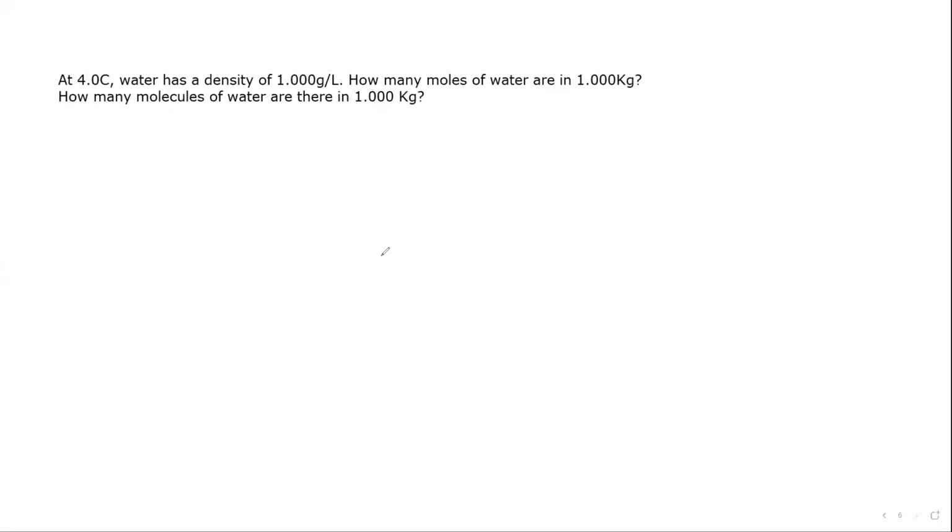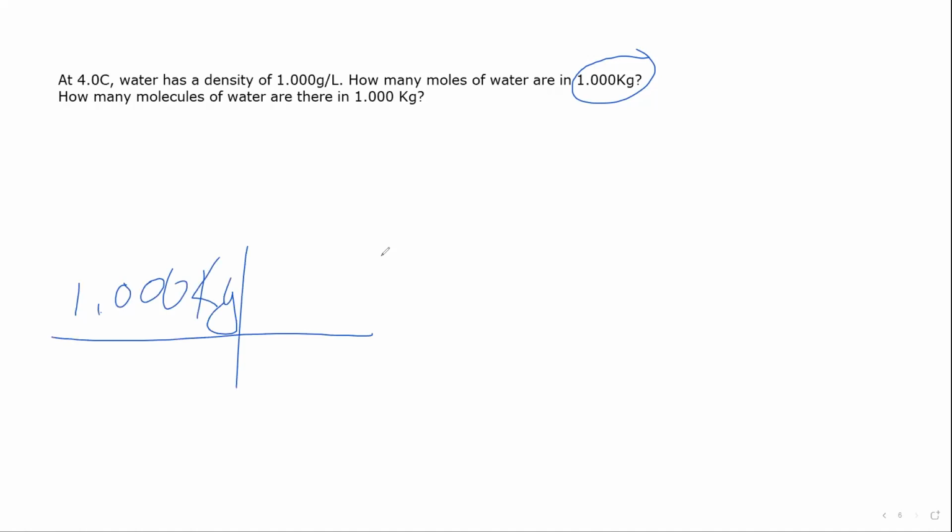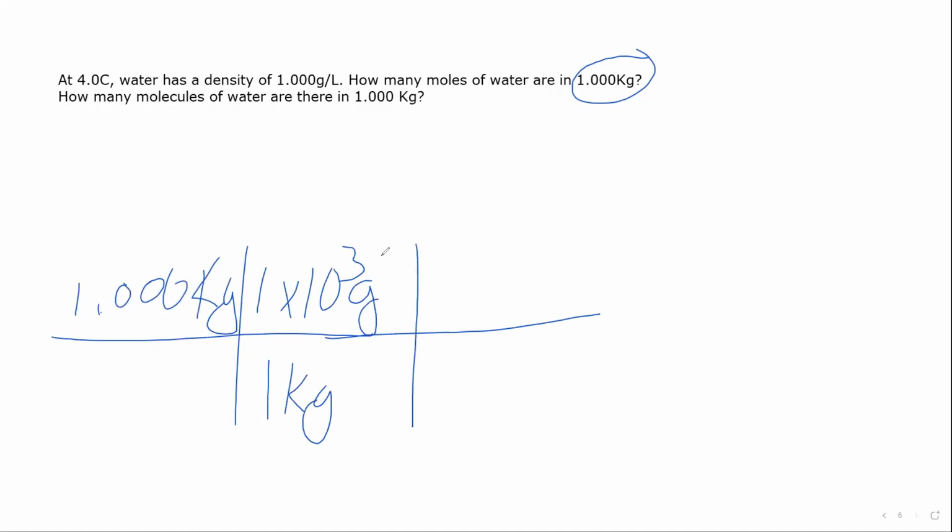So the very first thing to do is to convert 1 kilogram to grams, right? So we got 1.0000 kilograms. We say 1 kilogram is equal to 1 times 10 to the third grams, right? So now we have just converted to grams. The next thing that they're asking us is how many moles that is. And this is water. So this is all H2O, right?